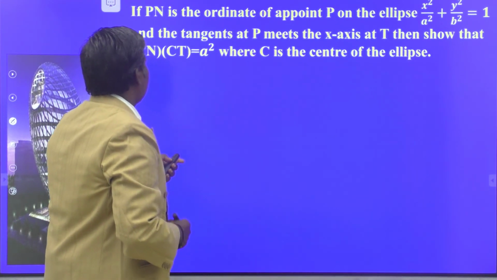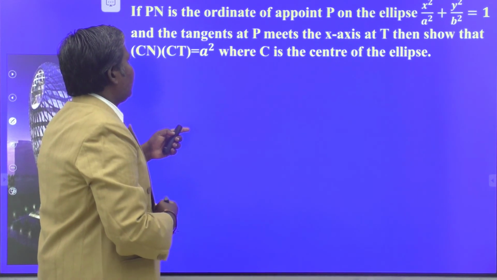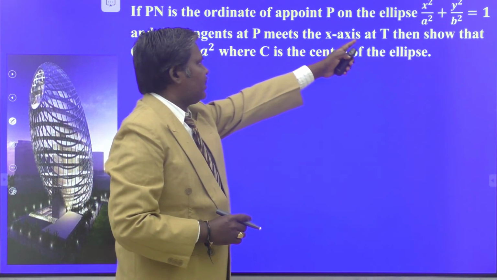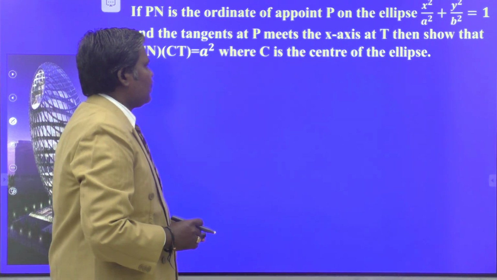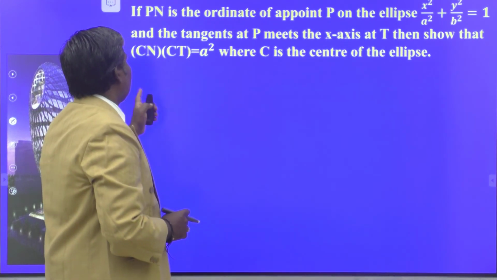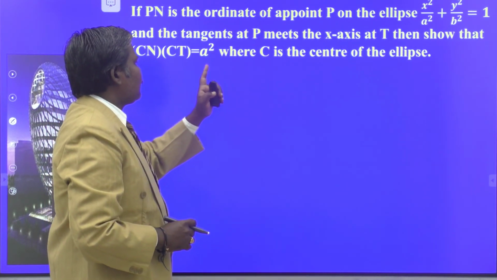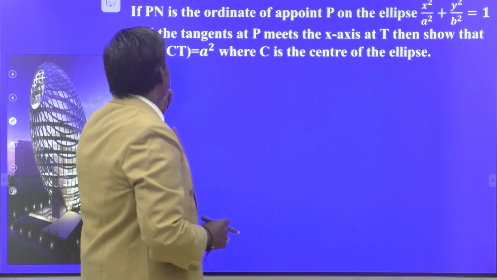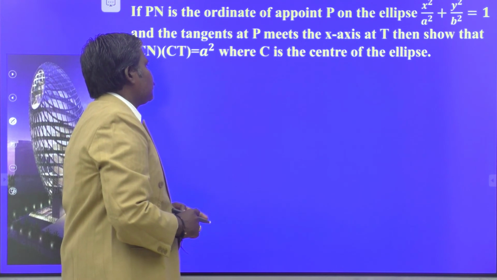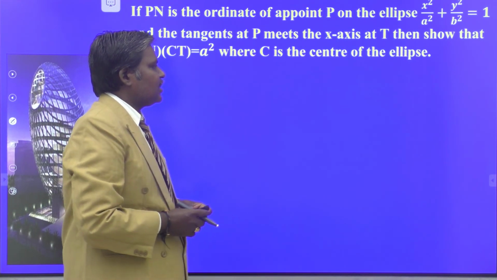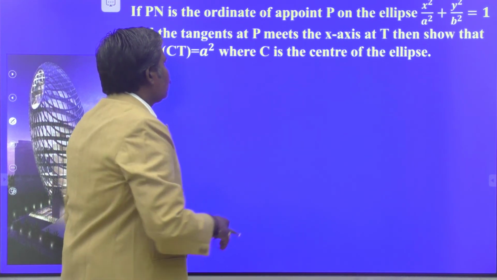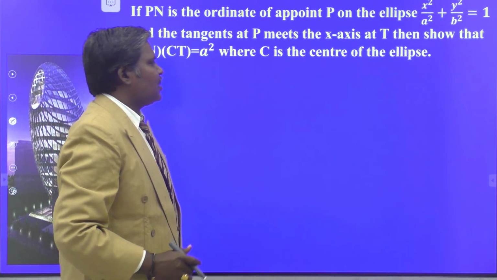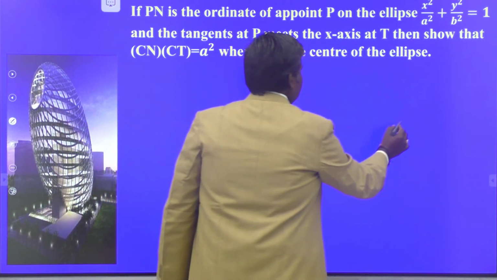This is the next question. Pn is the ordinate of a point P on the ellipse x square by a square plus y square by b square equal to 1, and the tangent at P meets the x-axis at T. Then show that Cn into Ct is equal to a square, where C is the center of the ellipse. So, with the help of the given condition, let us draw the rough diagram.